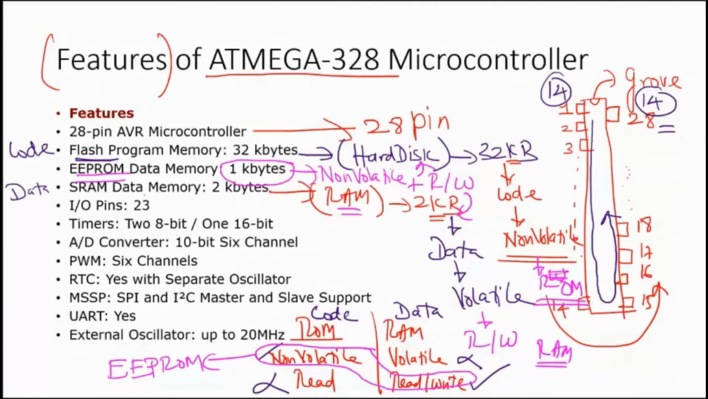Number of I/O pins, 23 pins are available, but Arduino uses 14 pins for digital and 6 pins for analog. So totally 20 pins are used. 3 pins are used for different purpose. So the I/O pins of the microcontroller is 23, out of which Arduino or the board uses only 20 of them.